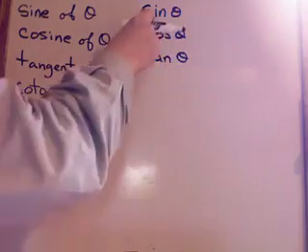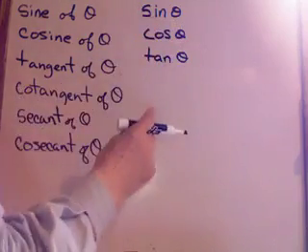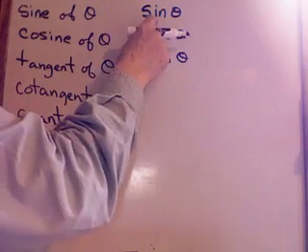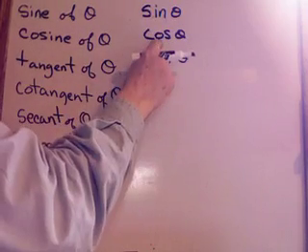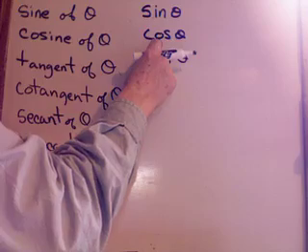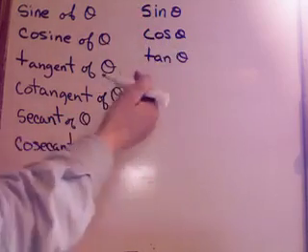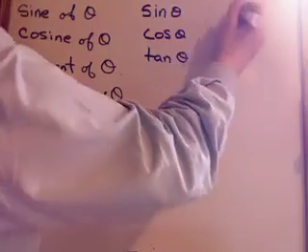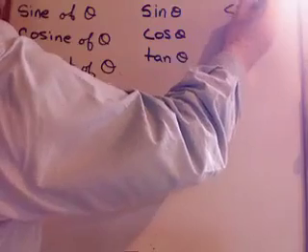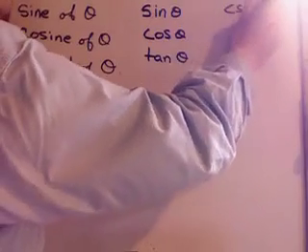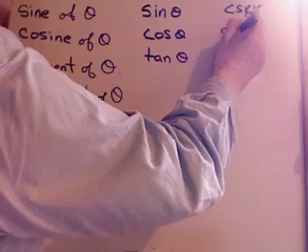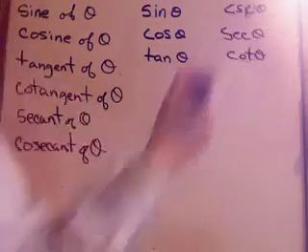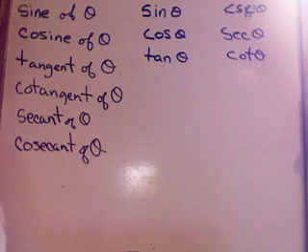Now, when you read the abbreviation, it's proper to say the whole word, even though you're only writing the abbreviation of the word. So I call this sine theta, even though I'm just writing the abbreviation. This is cosine theta. I don't go cos. I say cosine theta. So when I write it, I can write the abbreviation. When you say it, you always use the full word. And then the cosecant of theta, the secant of theta, and then the cotangent of theta. Again, always saying the complete word.